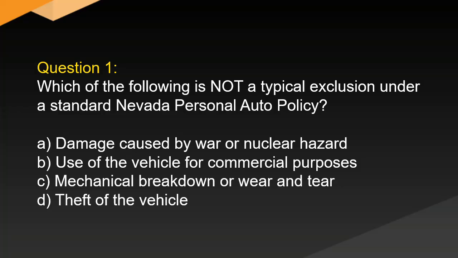Question 1. Which of the following is not a typical exclusion under a standard Nevada personal auto policy? A. Damage caused by war or nuclear hazard. B. Use of the vehicle for commercial purposes. C. Mechanical breakdown or wear and tear. D. Theft of the vehicle.